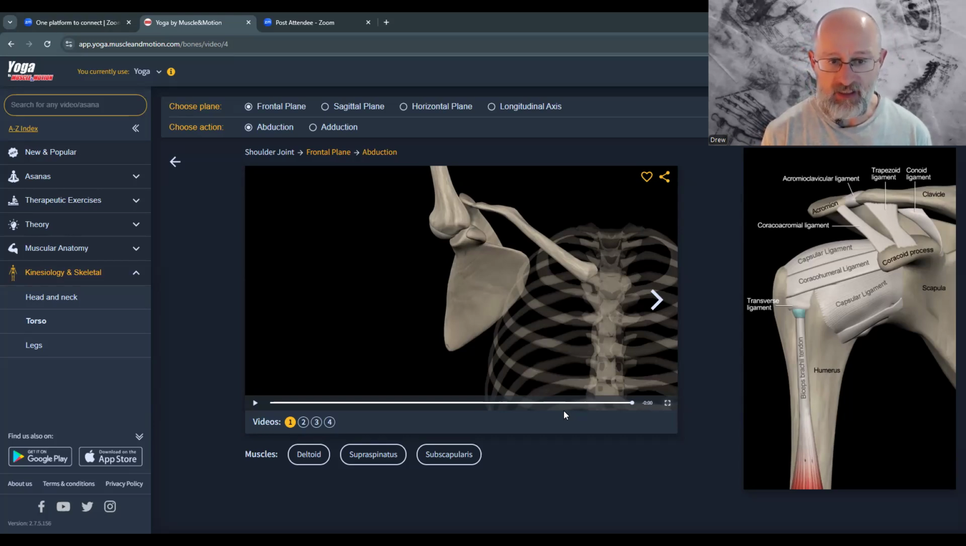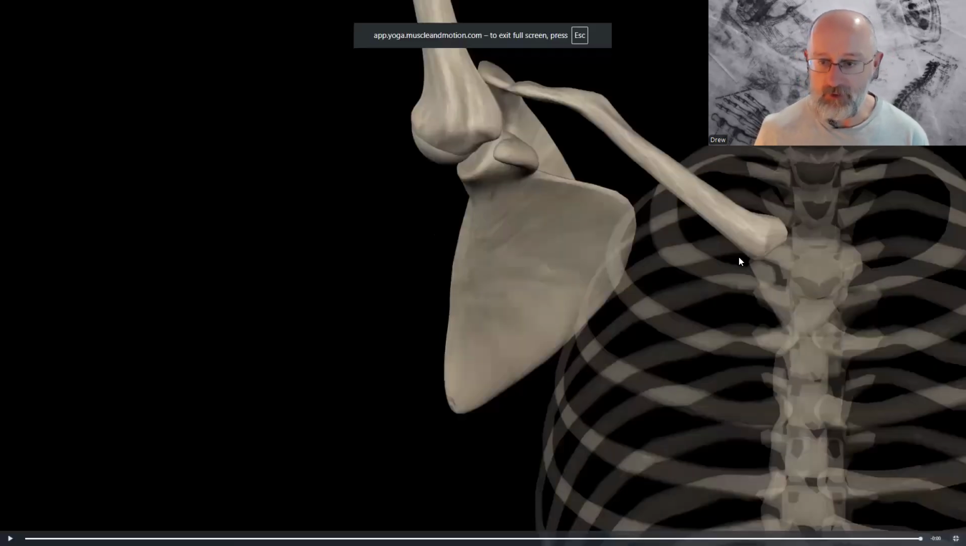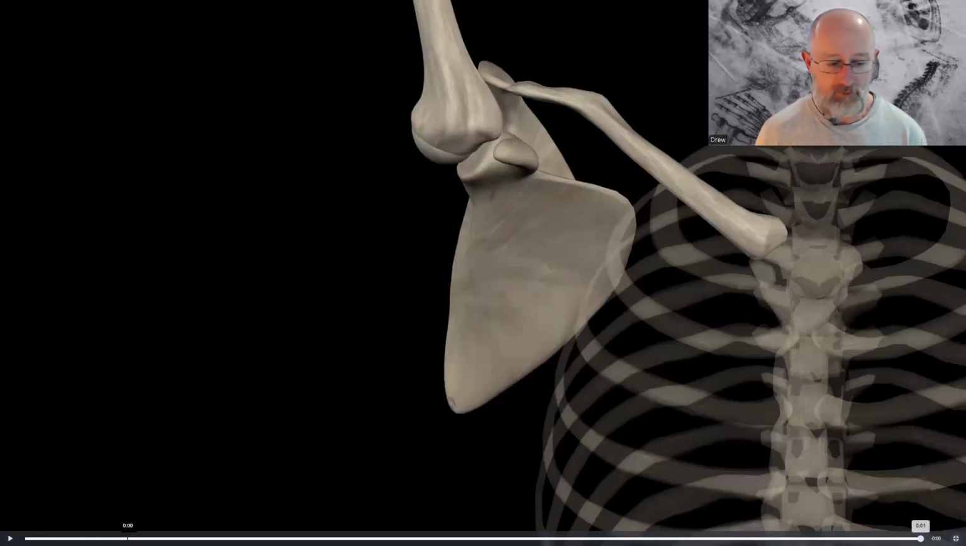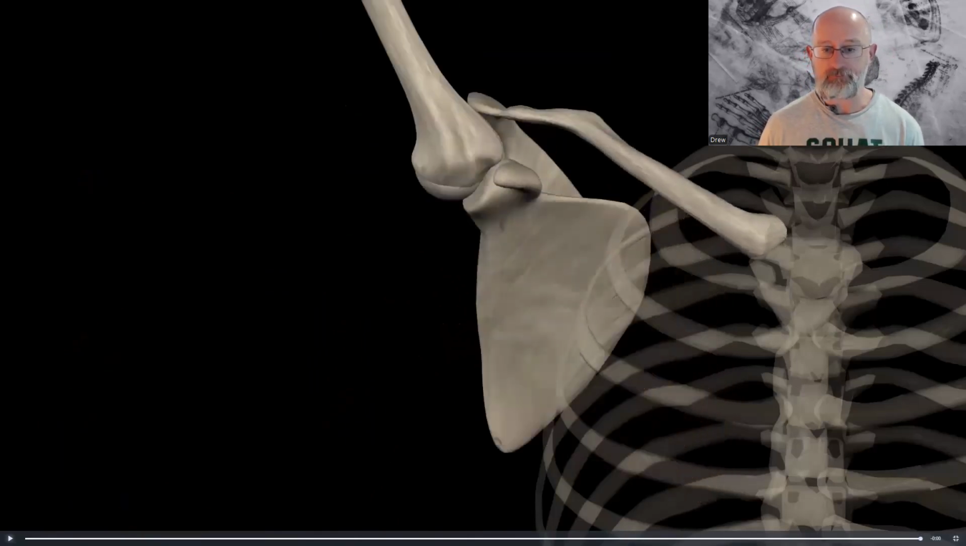The first thing is always to understand the body and what's going on. For today, we're going to be looking at shoulder movement, and we're using the Muscle in Motion app, the yoga app. We're in the kinesiology skeletal section, in the torso section, and you'll find the shoulder section here, so you can jump on in and follow along at your own pace. We have this really good diagram here of the shoulder. So let's let it run through.